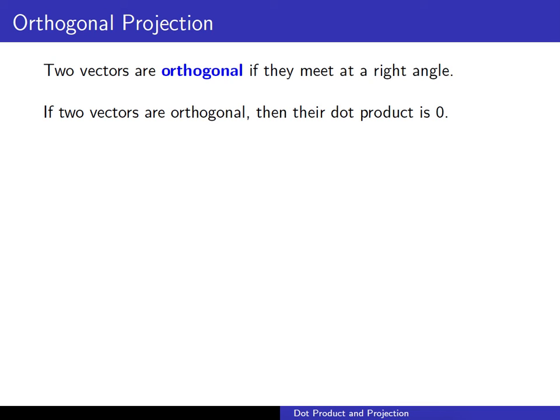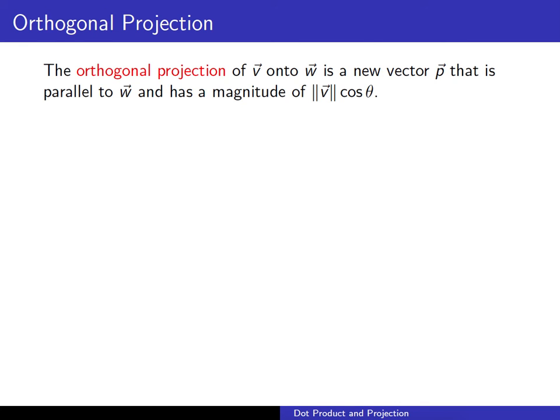And if two vectors are orthogonal, as we saw, then their dot product is going to be 0. So the orthogonal projection of one vector onto another, in this case vector v onto w, is going to be a new vector that's parallel to w and that has a magnitude of v times the cosine of the angle between vectors v and w.